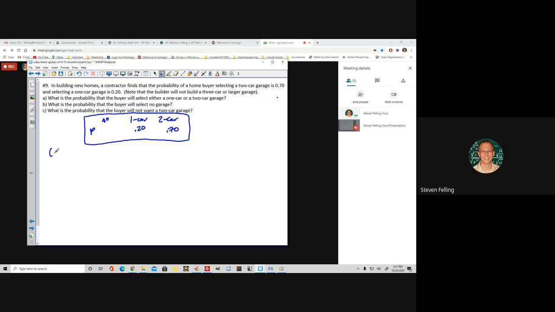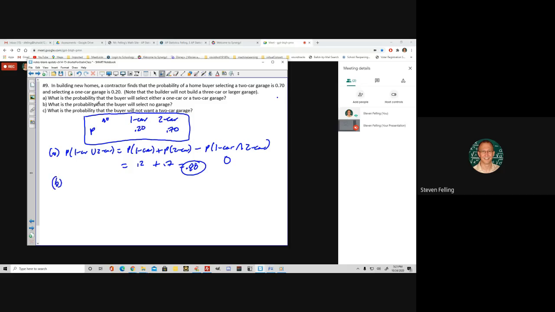Okay, part A asks me what's the probability that the buyer will select a 1-car garage or a 2-car garage. Okay, so that's going to be the probability of 1 car plus the probability of a 2-car garage, but minus the probability of a garage that's a 1-car and a 2-car garage at the same time. Well, we can't have both, so this probability is 0. These are mutually exclusive. You can't have a garage that's both 1-car and 2-car. So it's just going to be 0.2 plus 0.7, and so therefore it's 90%. There's a 90% chance that a buyer will select either a 1 or a 2-car garage.